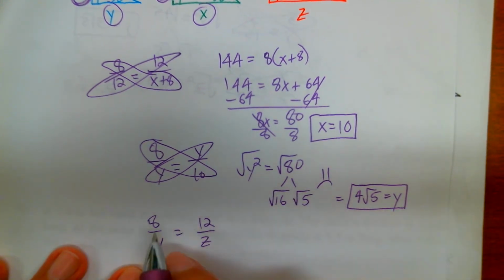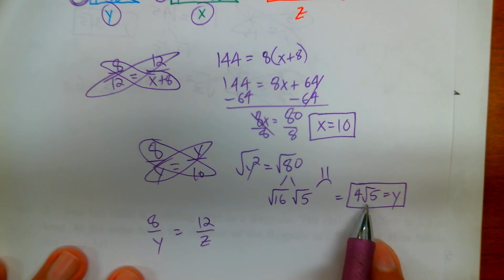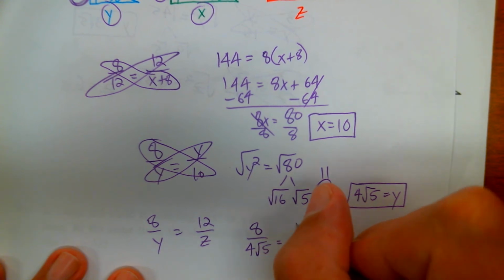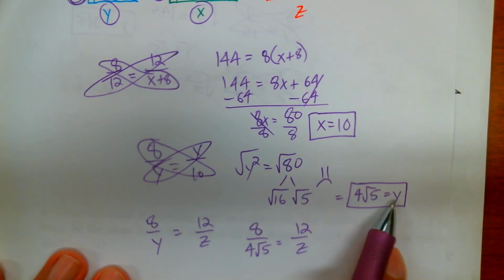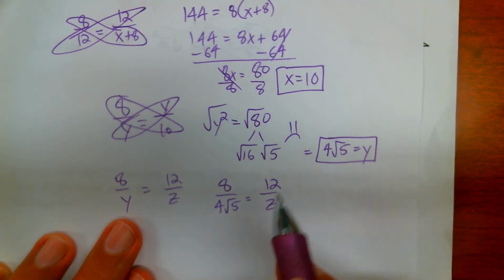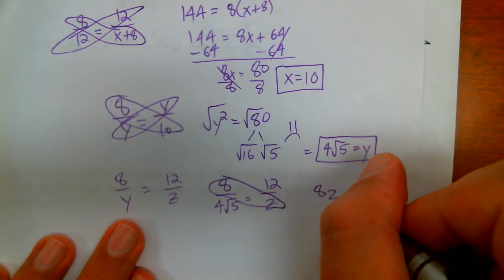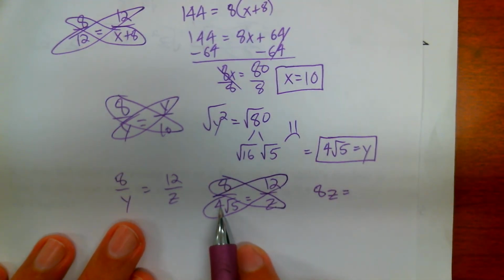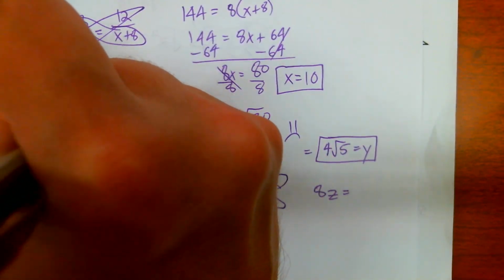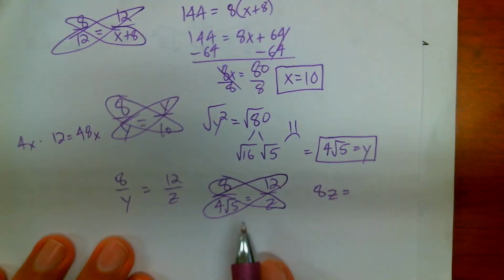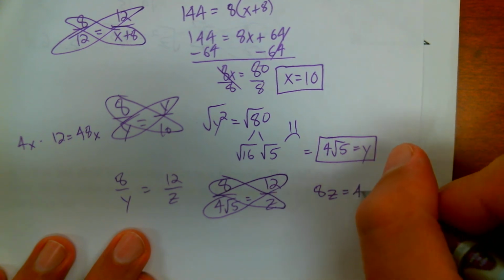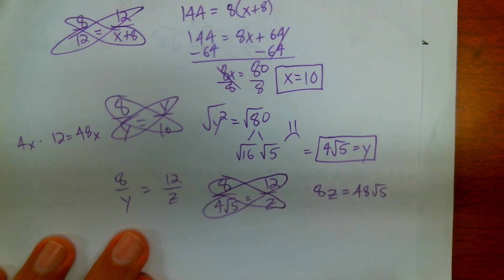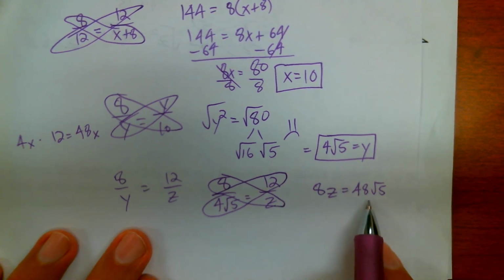Okay, so what is y though? We solved for y. Y is 4 root 5. So I'm going to go 8 over 4 root 5 equals 12 over z. I just plug this in right here. Now when I cross multiply, 8 times z is 8z. When I multiply 4 root 5 times 12, it's almost like a 4x. If you did 4x times 12, that's 48x. If you do 4 root 5 times 12, that's 48 root 5. You treat the radical kind of like a variable. You just multiply the coefficients and numbers in front. Okay, 8z equals 48 root 5.